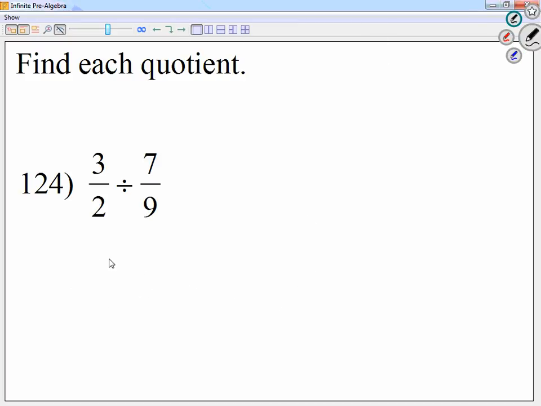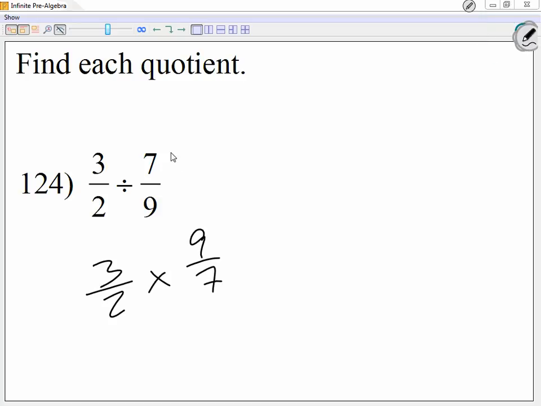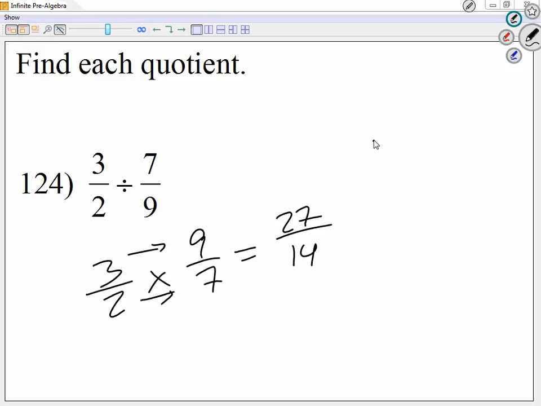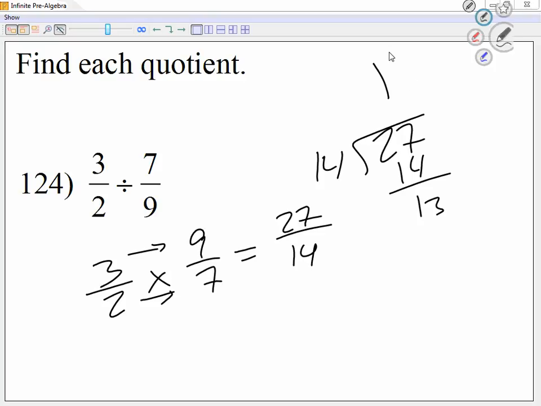For 124, let me write this as 3 over 2 times 9 over 7. Notice that I flipped the second fraction. Now just multiply straight across. On the top, 3 times 9, I get 27. 2 times 7, I get 14. I have an improper fraction, so let me divide. 14 goes into 27 one time. 14 times 1 is 14. When I subtract this, I get 13. So my fraction is 13 over 14.